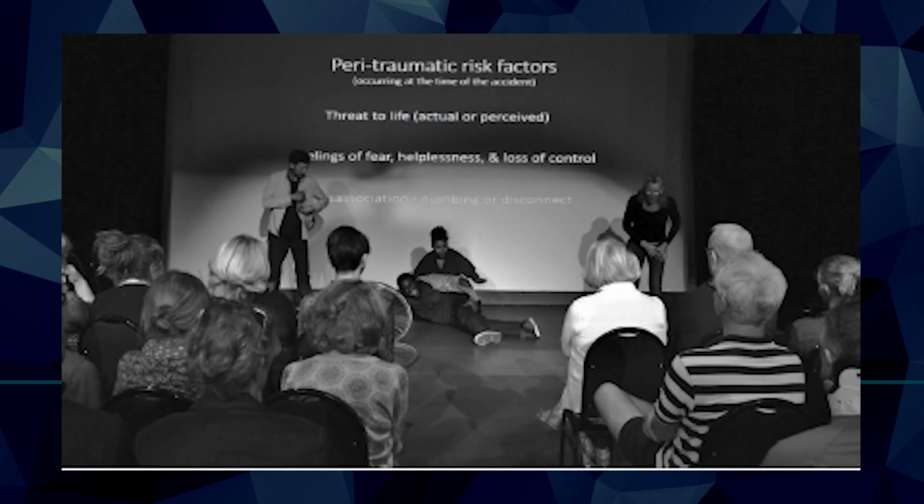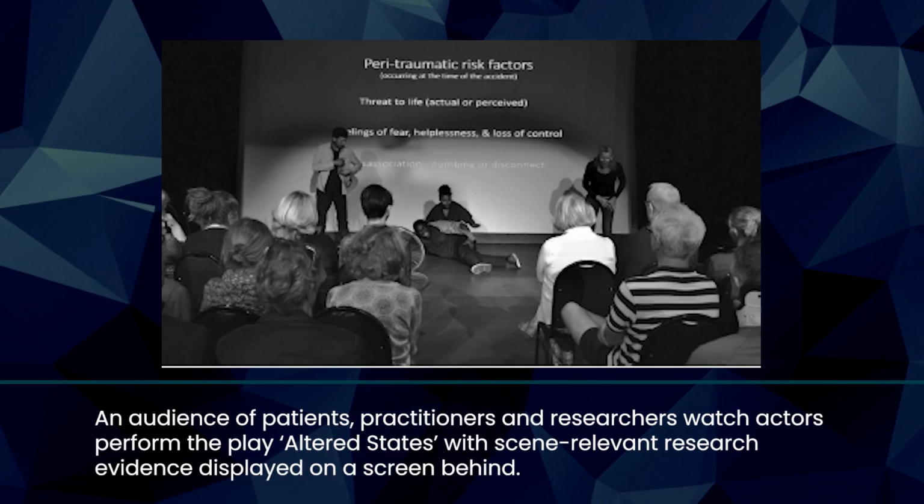Our final example's alt text says, "An audience of patients, practitioners, and researchers watch actors perform the play Altered States with scene-relevant research evidence displayed on a screen behind." And the reason this works is because the image is described in the context of the main text, including who the people depicted are, as well as their activity.